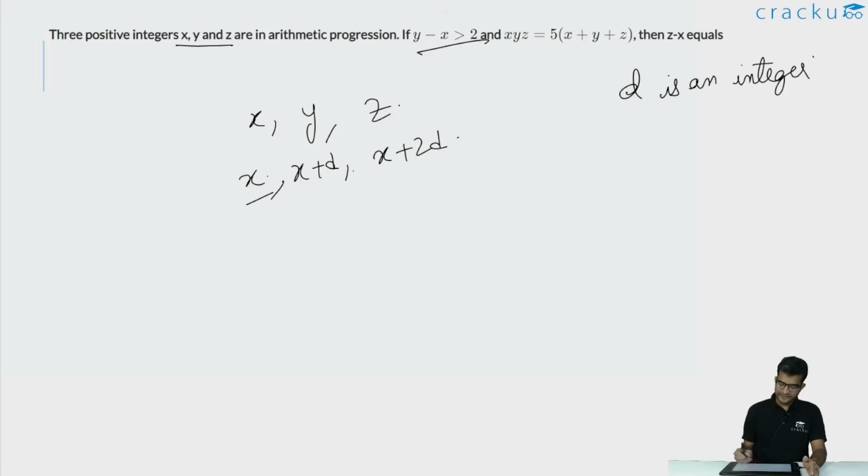We are told that y minus x is greater than 2, so this would imply that d is greater than 2, because y is equal to x plus d, so y minus x is equal to d, so the value of d has to be greater than 2 and d is an integer. We are given an equation.